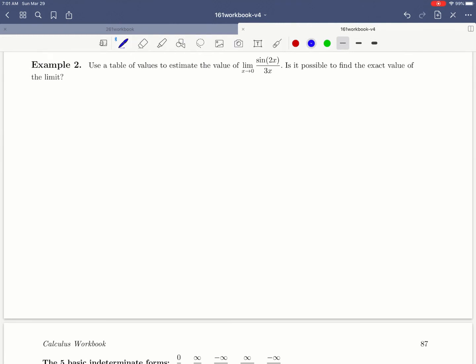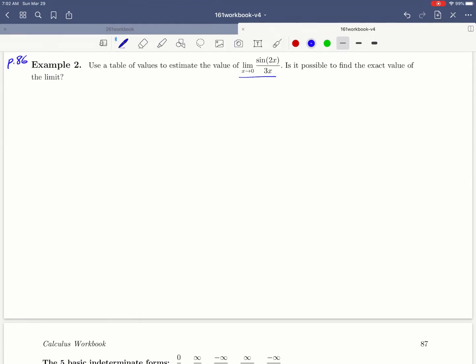Okay, welcome to example 2 on page 86 of the workbook. Here we're continuing with section 2.8, and this time they're giving us a limit that looks more like the types of limits that we did earlier in the course. We would like to find the limit as x goes to 0 of sine of 2x over 3x. And they'd like us to first do that problem using a table of values.